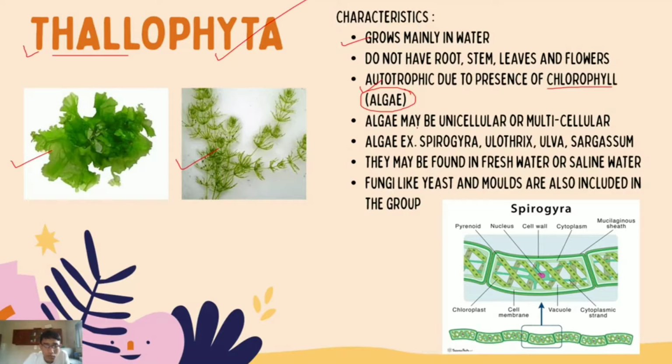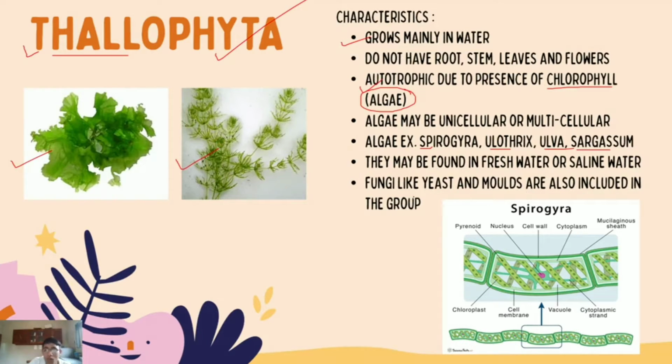Then next, the examples of algae are given here. What are the examples of algae? Spirogyra, Ulothrix, Ulva, and Sargassum. These are the examples of this particular classification, algae. They may be found in fresh water or saline water. So thallophytes may be found in fresh water or saline water. Fresh water means sweet water and saline water means salty water.